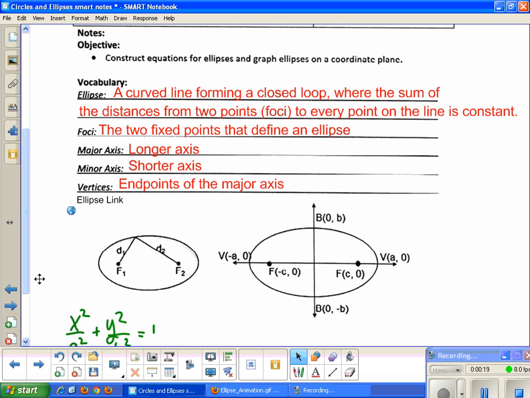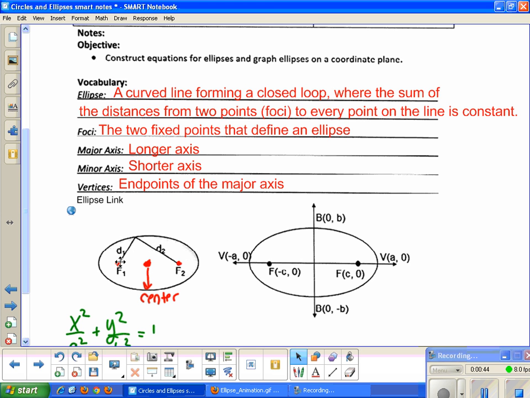The vocabulary that we have for an ellipse is a curved line forming a closed loop where the sum of the distances from two points, the foci, to every point on the line is a constant. So these are called the focal points. This right here would be the center.